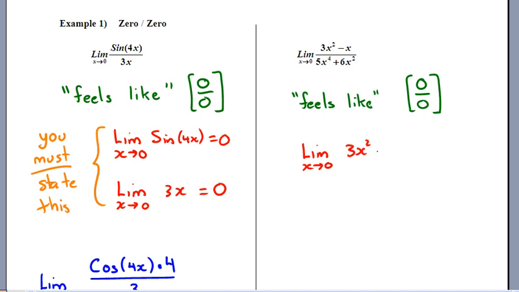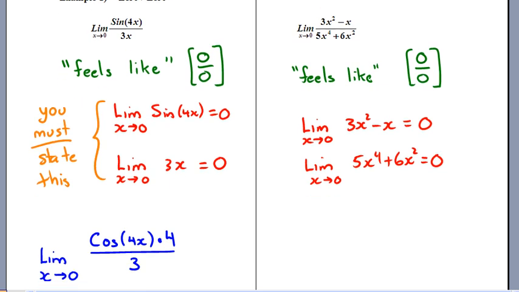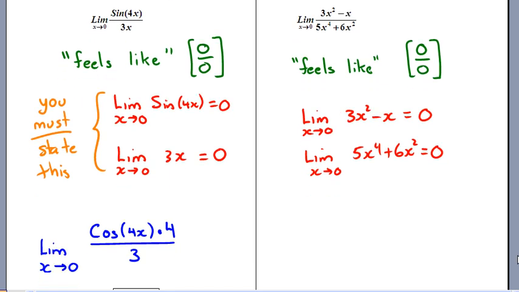I'd have to say, did you notice this numerator? And you just talk about the numerator. Hey, that's heading to 0. And hey, did you notice this denominator? 5x to the 4th plus 6x squared. As x approaches the same number there, that's heading to 0 too. All right, that's good enough to then let you begin using L'Hopital's rule.